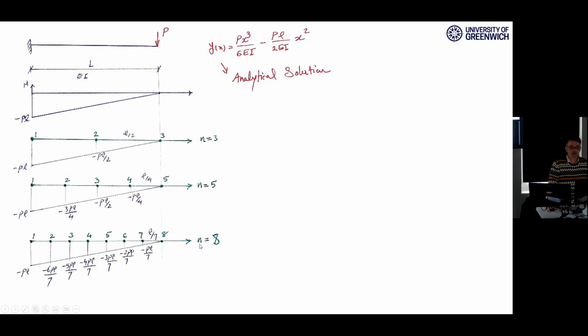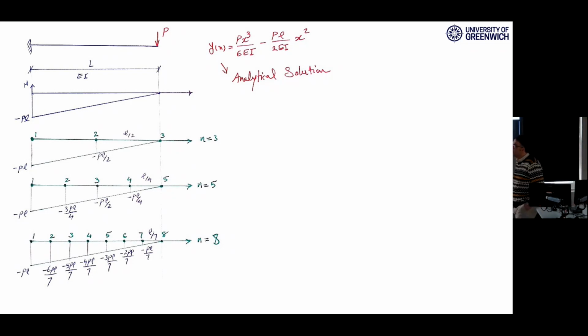Here, if n is equal to 8, you will get 1, 2, 3, 4, 5, 6, 7 segments. So when you get 7 segments, start 0, 1 PL over 7, 2 PL over 7, 3, 4, 5, 6, 7 PL over 7. Because it's linear, it goes one by one, right?